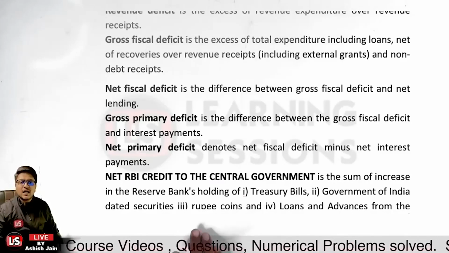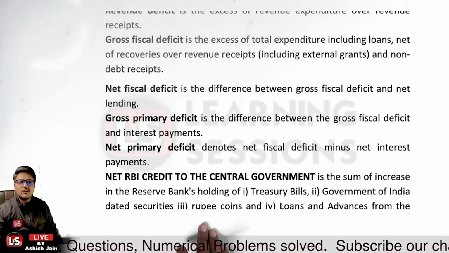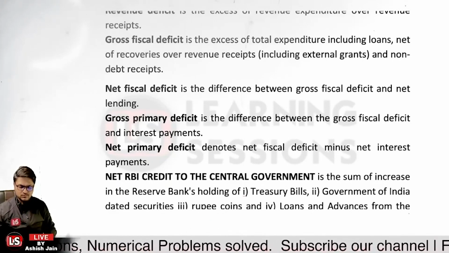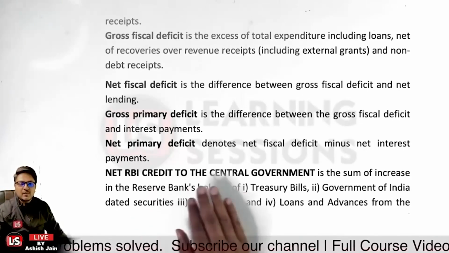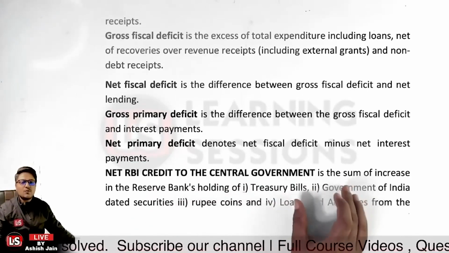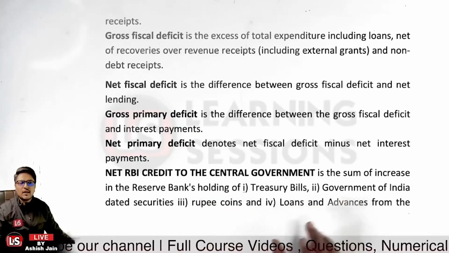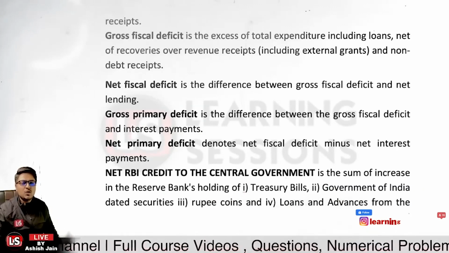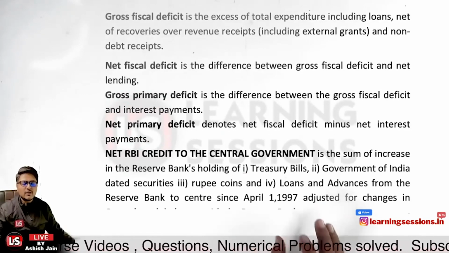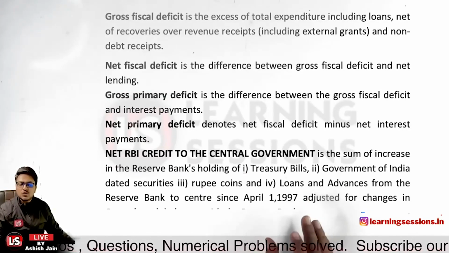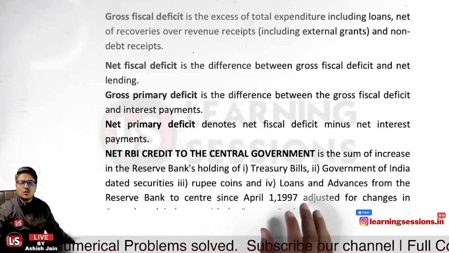And for the net RBI credit to the central government, what would it be? So kindly have a look over here. Net RBI credit to the central government is the sum of the increase in the Reserve Bank of India's holding of treasury bills, Government of India dated securities, rupee coin, and the loans and advances from the Reserve Bank to the center. Those all will be considered as the net RBI credit to the central government.